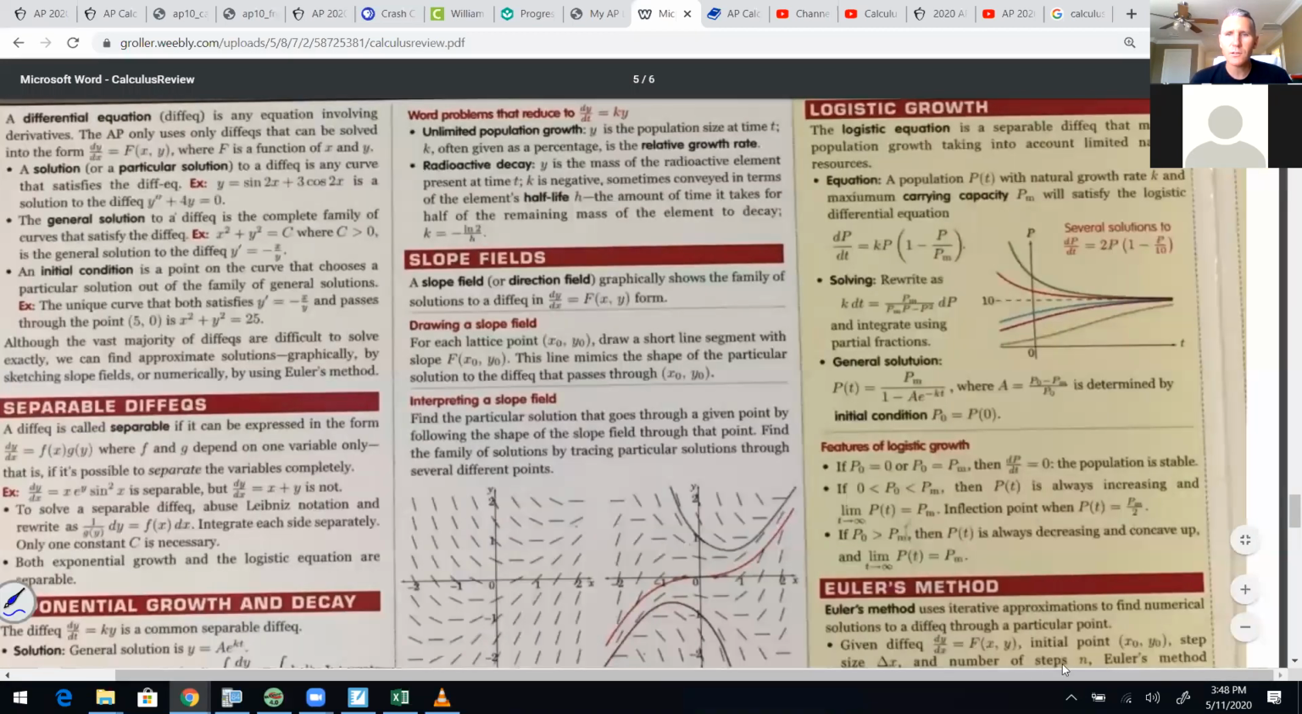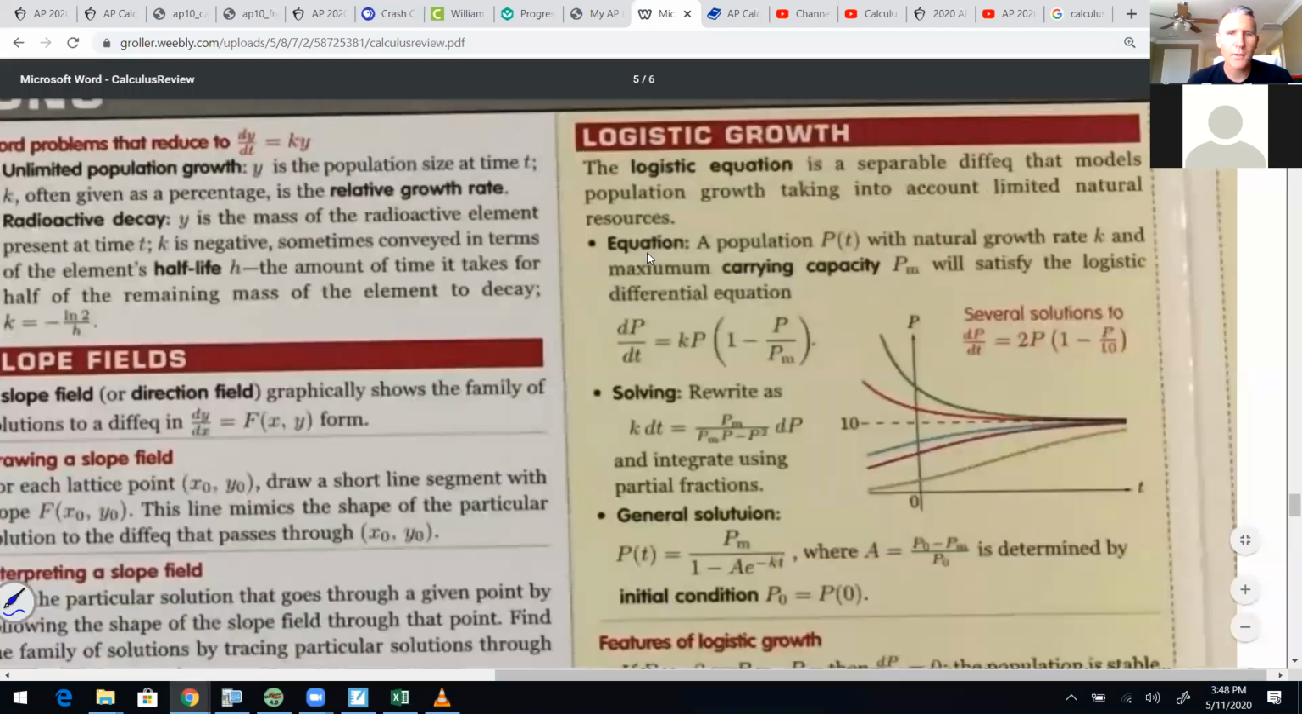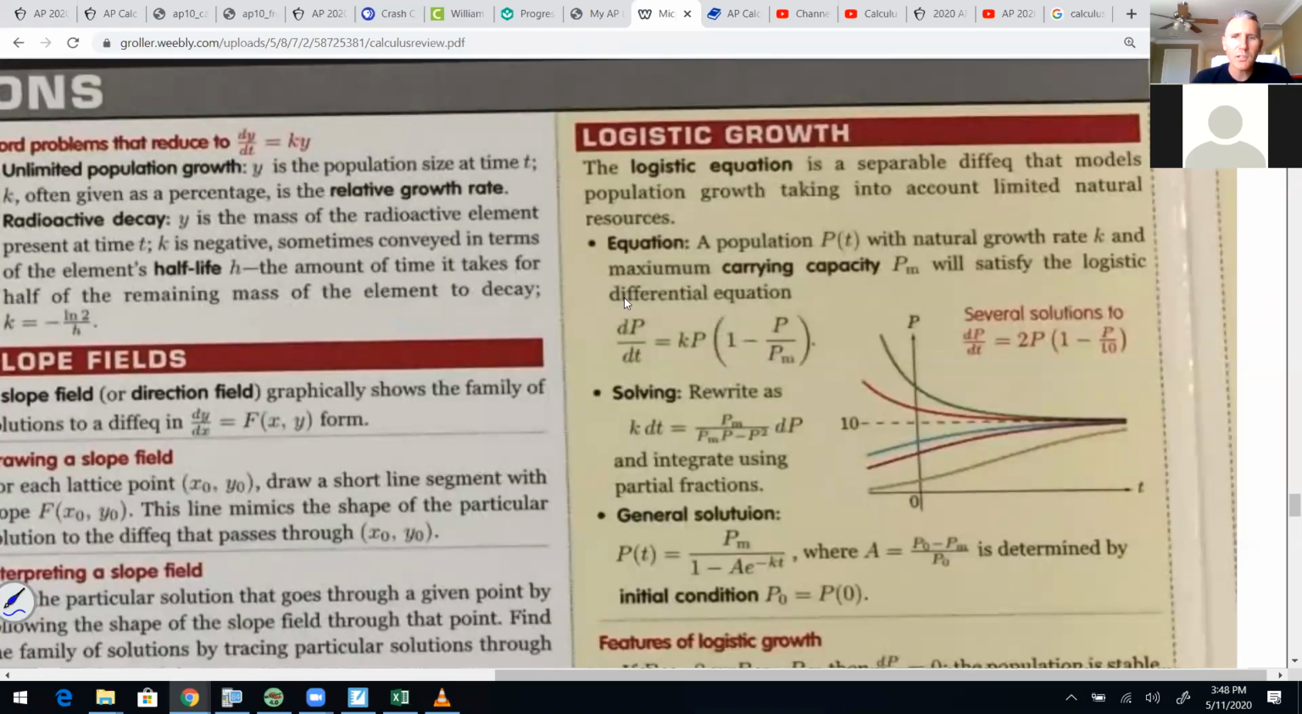Remember, it starts with dP/dt equals k times P times the quantity 1 minus P over P sub m. Here they have P sub m instead of L. Sometimes it's C, whatever it is. But if this is the differential equation, then the solution is the carrying capacity divided by 1 plus A times e to the negative kt. And you can see that that A value is just the carrying capacity minus the initial population, divided by the initial population. So that's what that is.